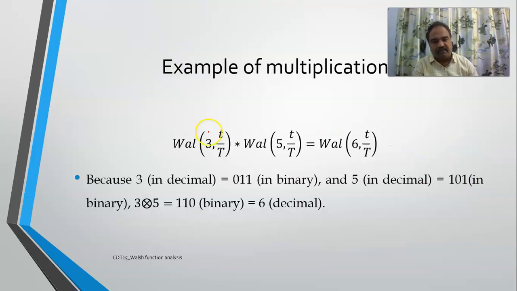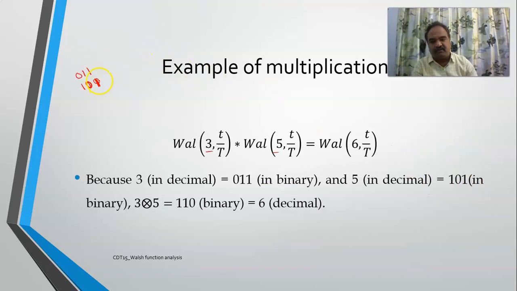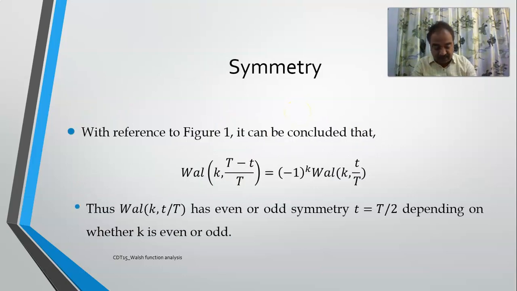Now see here, let us suppose they have taken 3 and 5 of the order 8. So 3 can be represented as 0, 1, 1. 5 will be represented as 1, 0, 1, right? Now if you do 0 with 1, it is different, so you get 1; 1 with 0 gives 1; 1 with 1 is the same, so it is 0. So 1, 1, 0 represents 6. So multiplication of these two will be giving you the number 6, right? Like this.